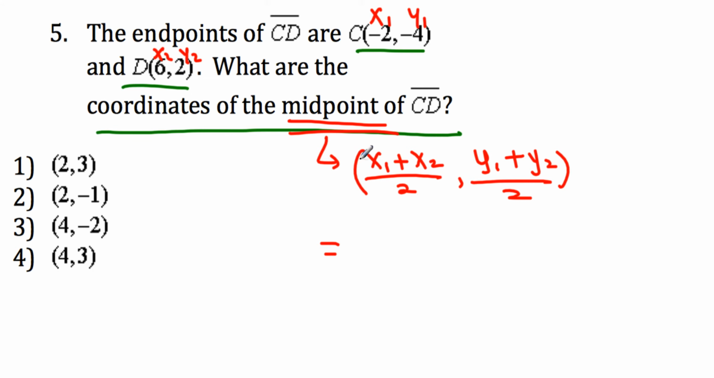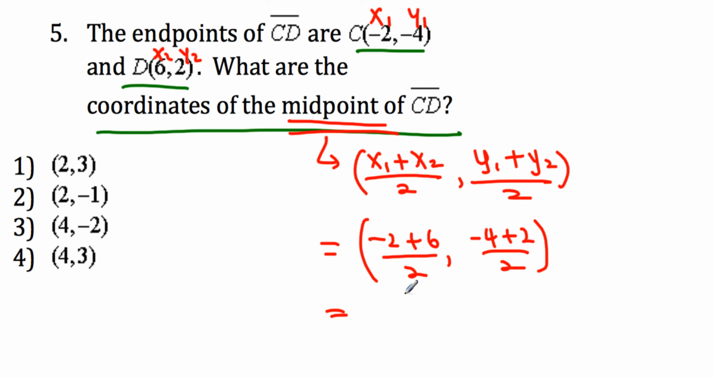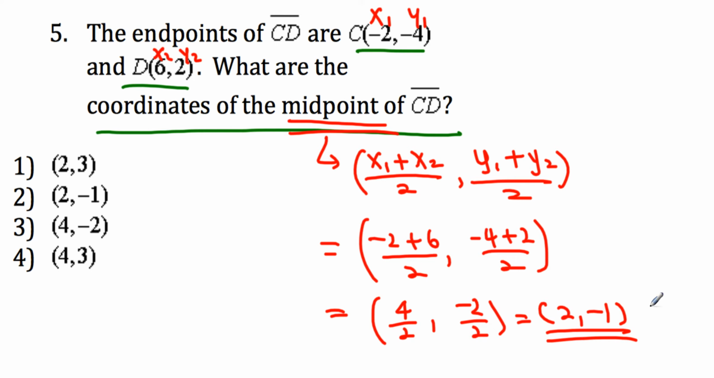So here we get negative 2 plus 6 over 2. That's the x value. Y values are negative 4 plus 2 over 2. Negative 2 plus 6 becomes 4 divided by 2. And then negative 4 plus 2 becomes negative 2 over 2. Then the first coordinate becomes 2, and second one becomes negative 1. So 2 comma negative 1 becomes our answer, which is choice 2.